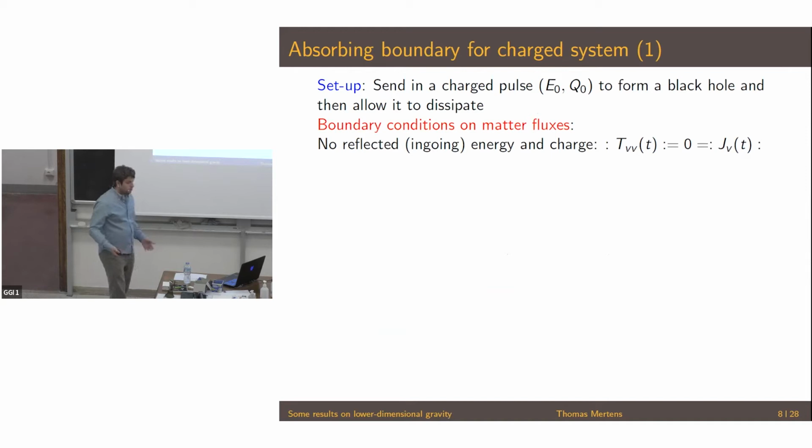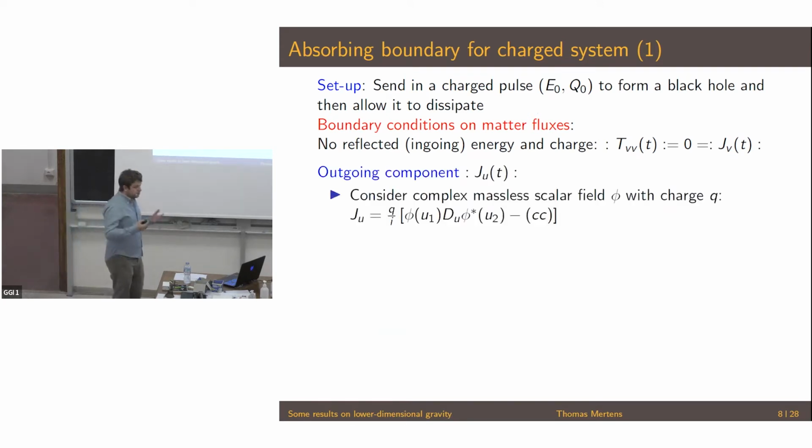So what are our boundary conditions on our matter fluxes? Well, to implement absorption, we again impose that there's no reflected energy and charge at the holographic boundary. So next to TVV being 0, we also say that JV has to be 0. And then we just compute the other component, again, using the standard Unruh type of calculation.